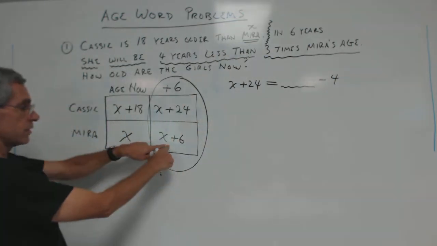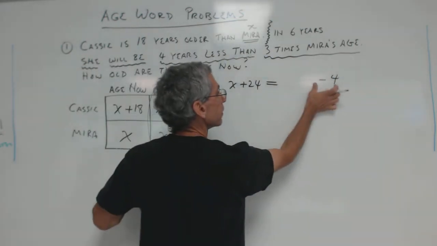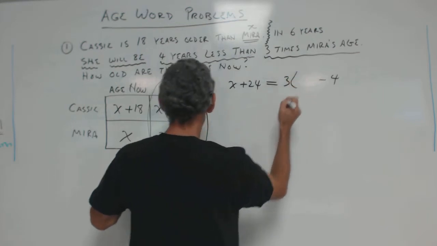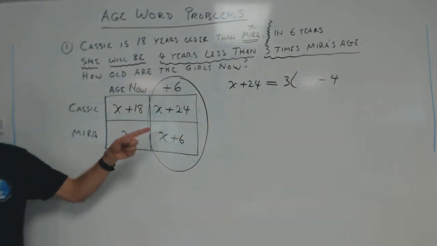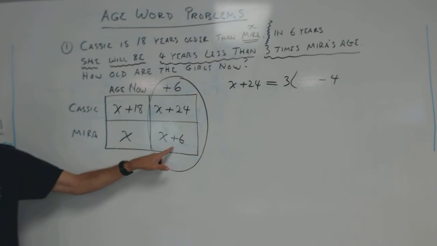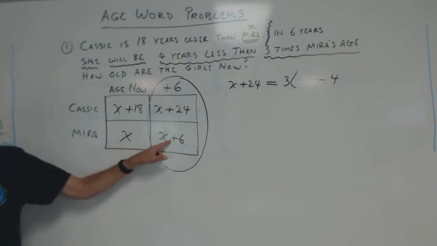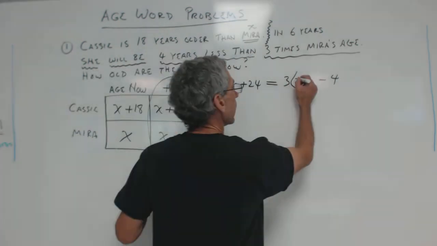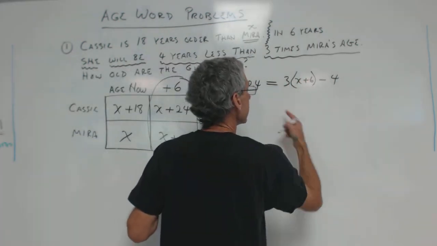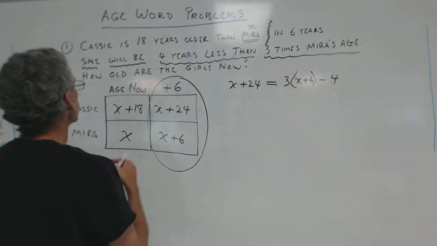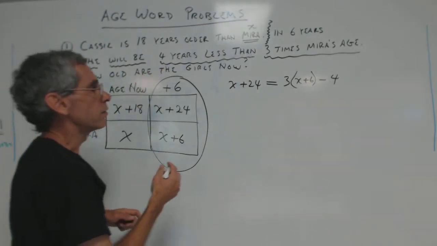So then it says 3 times Mira's age. So Mira's age is this. So how would I write that? 3 parentheses. What's Mira's age in 6 years? X plus 6. X plus 6. It's not this. We're only using information from this column. And then minus 4 on the x plus 6, right? And then the minus 4. So there we go. So then it says, how old are the girls now?